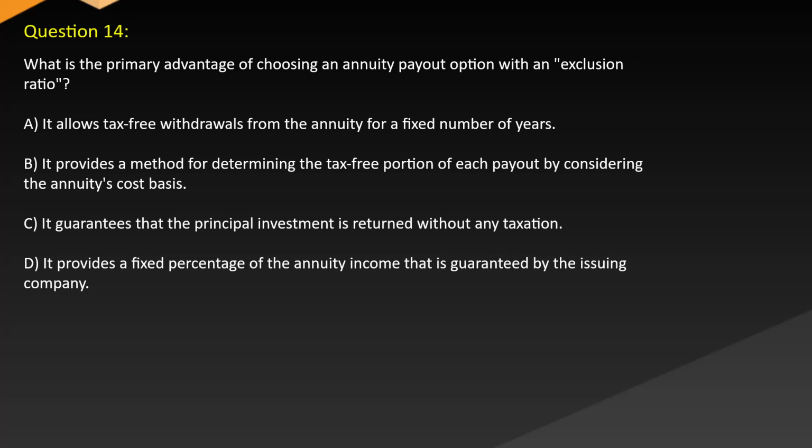Question 14. What is the primary advantage of choosing an annuity payout option with an exclusion ratio? A. It allows tax-free withdrawals from the annuity for a fixed number of years. B. It provides a method for determining the tax-free portion of each payout by considering the annuity's cost basis. C. It guarantees that the principal investment is returned without any taxation. D. It provides a fixed percentage of the annuity income that is guaranteed by the issuing company.